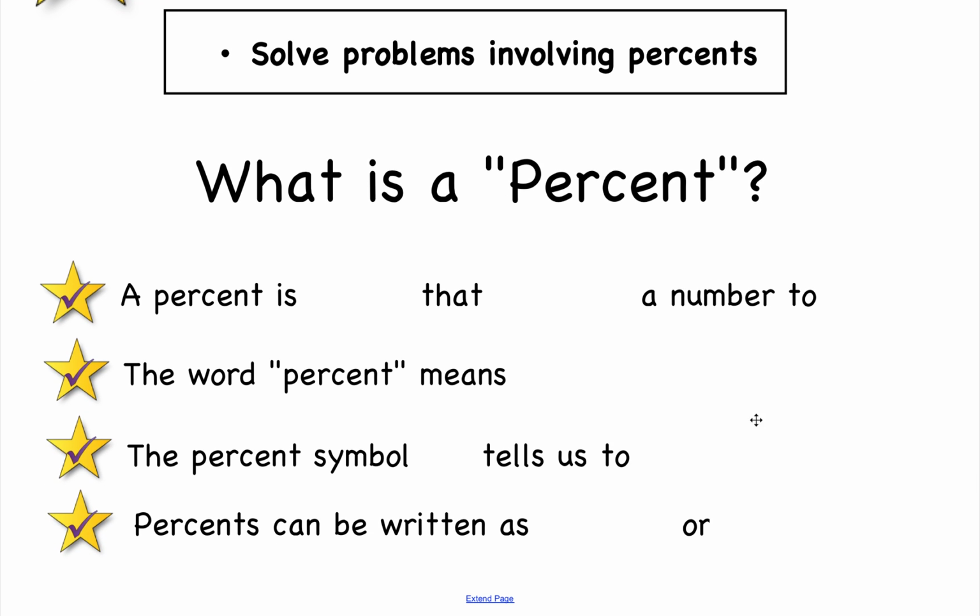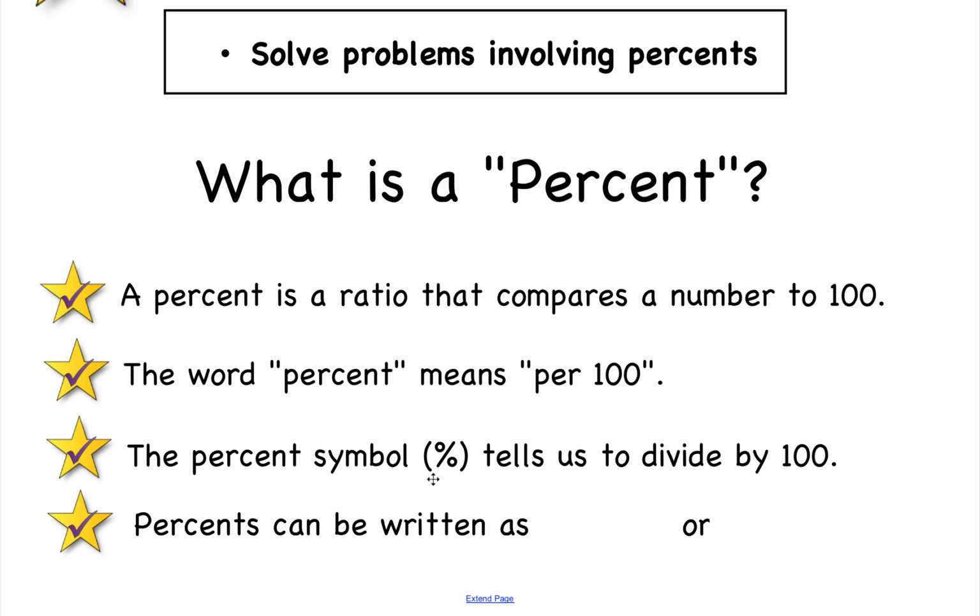So first of all, what is a percent? Let's go ahead and work with some vocabulary and definitions. A percent is just a ratio. We've talked about ratio, so it's a fraction that compares a number to 100. The word percent, if you break it down, means per 100, which means divide by 100. The percent symbol, which is this, tells us to divide by 100.